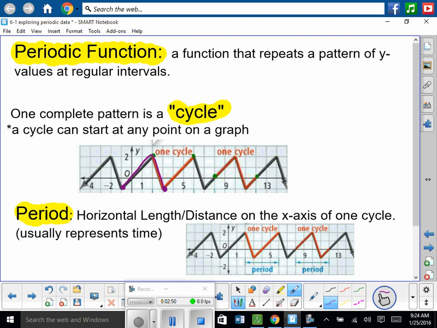A complete pattern. Okay, then a period. A period is the horizontal length, the distance on the x-axis, of a cycle. So the period, you guys, is the length of one cycle. I'm going to say that again. The period is the length on the x-axis of one cycle. So here's an example of our cycle. The period is the length of that cycle. We started right here, at this x value, and we ended right here, at this x value. So we could count: that's 1, 2, 3, 4 units. So the period would be 4, the length of a cycle.